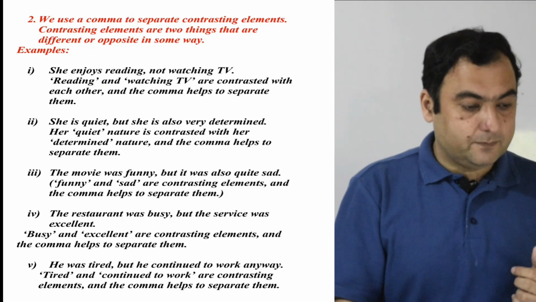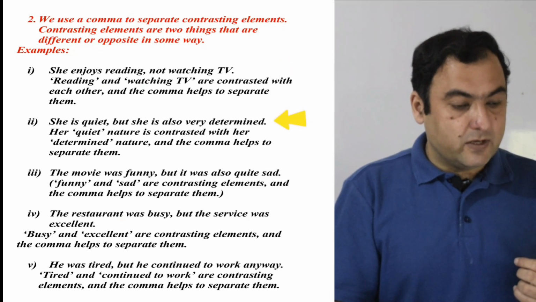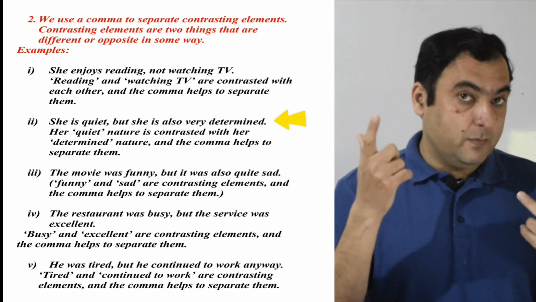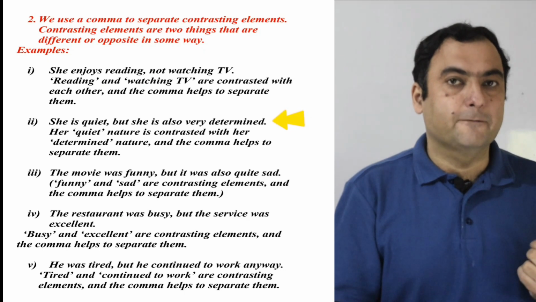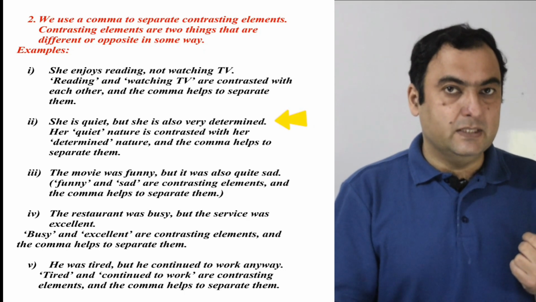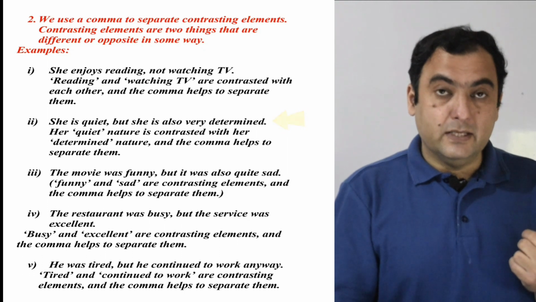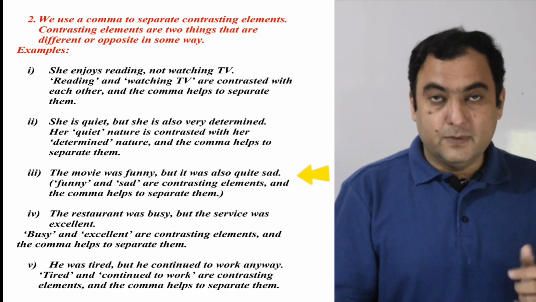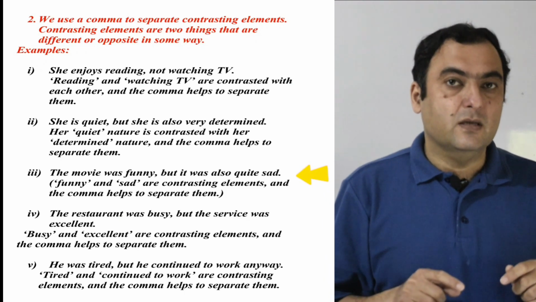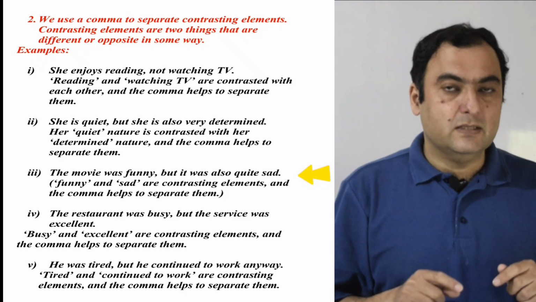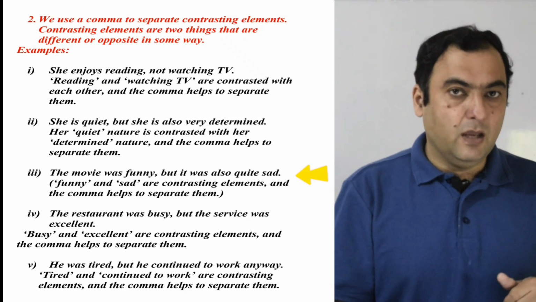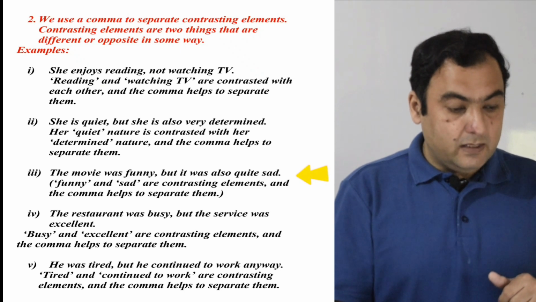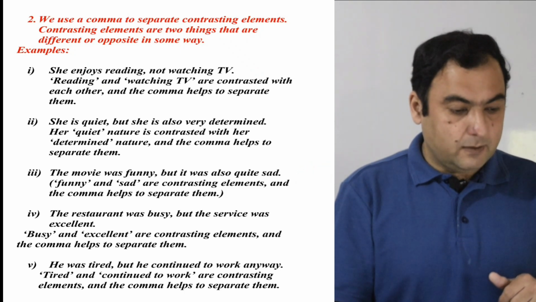So, explanation. She is quiet, but she is very determined. So you see here, her quiet nature is contrasted with her determined nature. Commas are used here in the second example sentence. The third example sentence is: The movie was funny, but it was also quite sad. Two contrasting pieces of information are put in this sentence, and they're separated by a comma. So funny and sad are contrasting elements, and commas help to separate them.